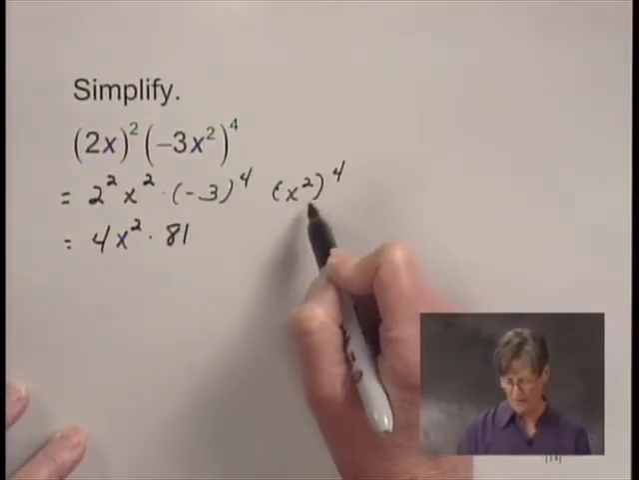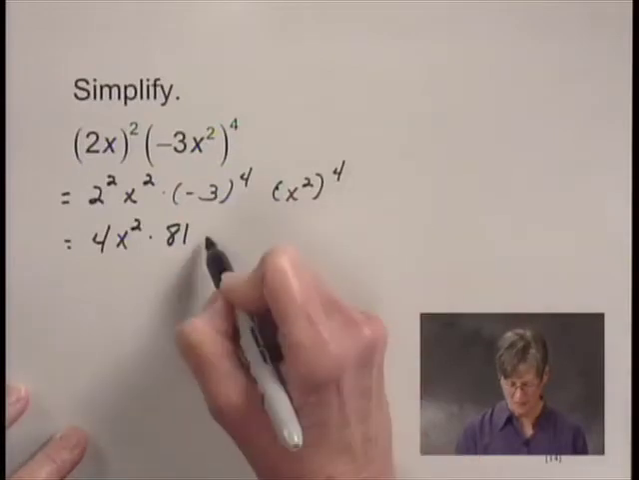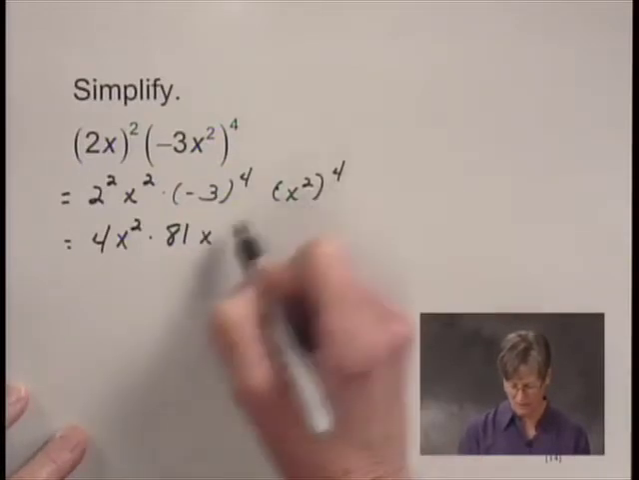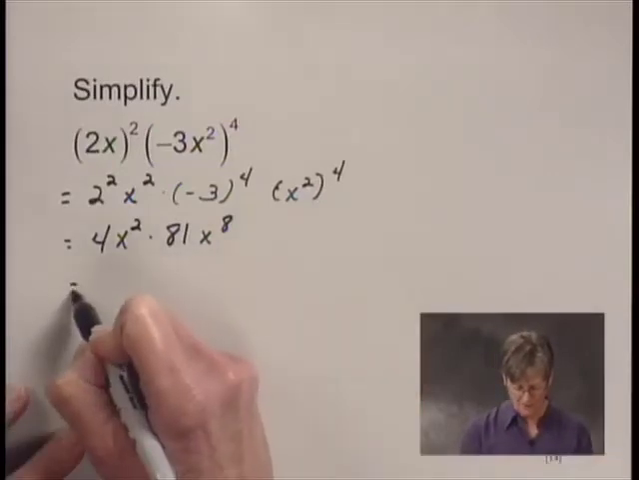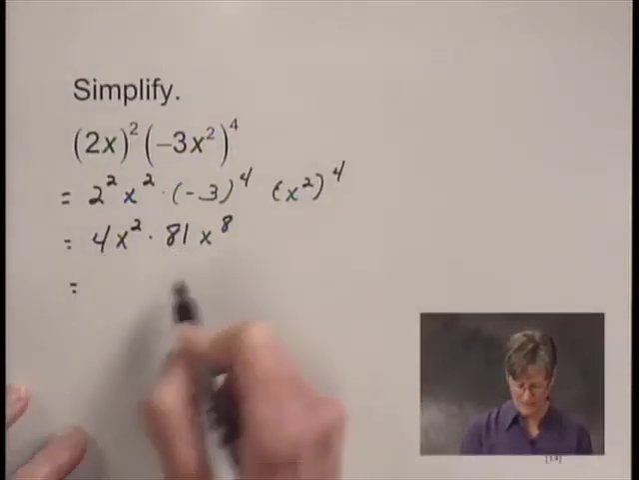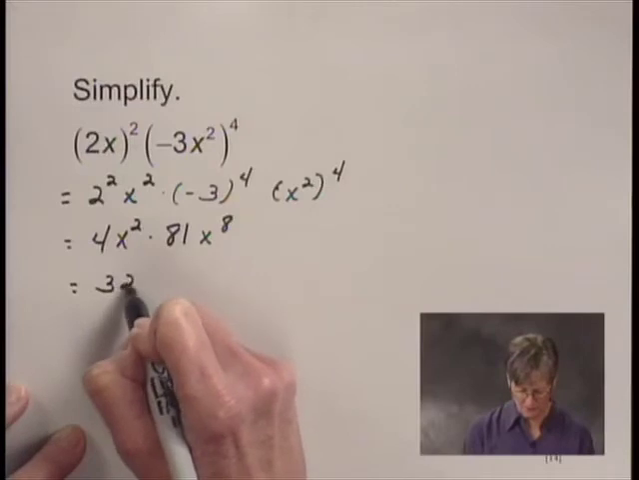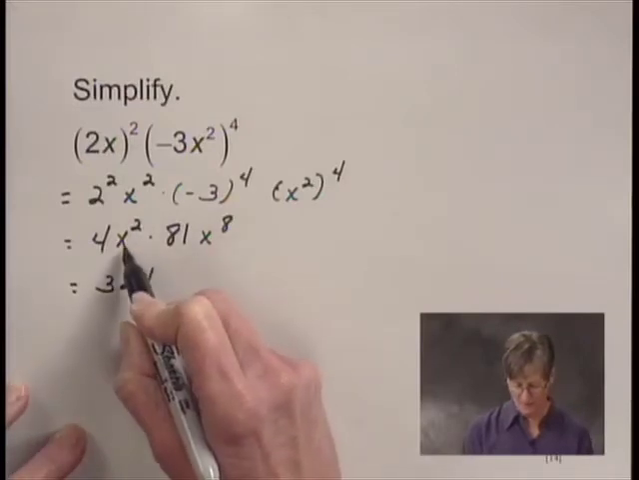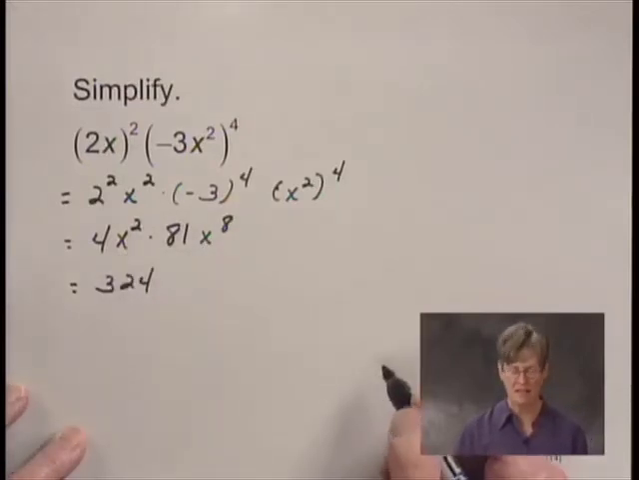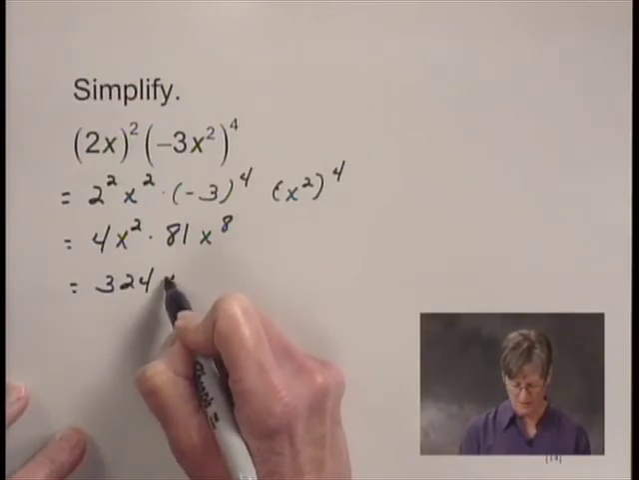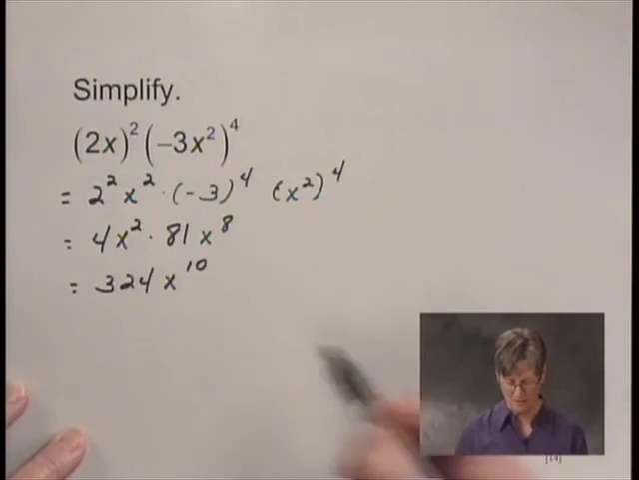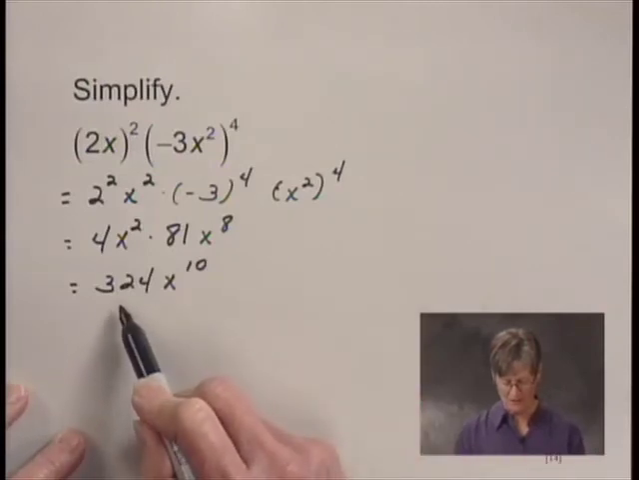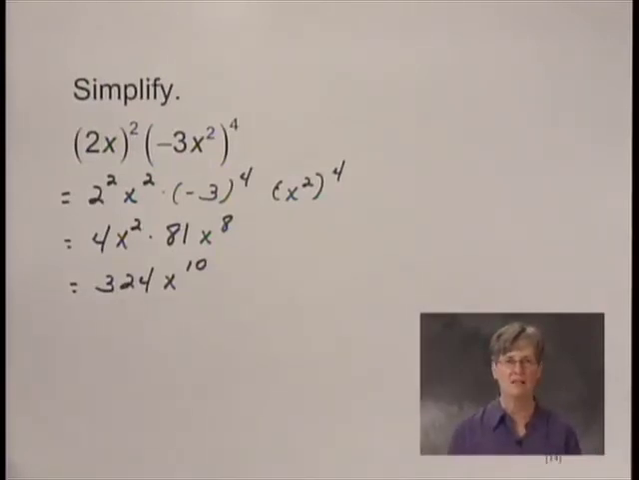And to raise a power to a power here, I multiply the exponents. So I'd have x to the 2 times 4, or x to the 8th power. And now I can write 4 times 81, which is 324, times, when I multiply x² times x to the 8th, I keep the base and add the exponents. So I'll have x to the 2 plus 8, or x to the 10th power. So the final result is 324 times x to the 10th power.